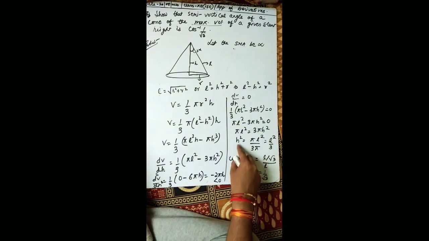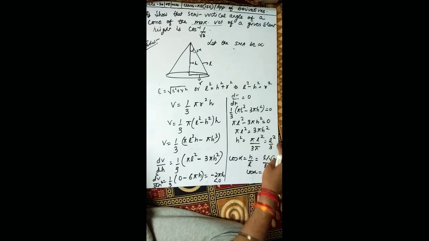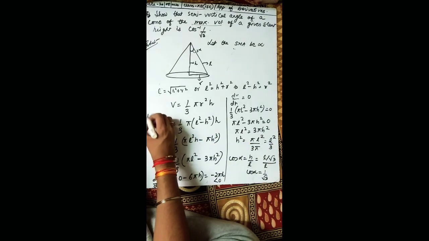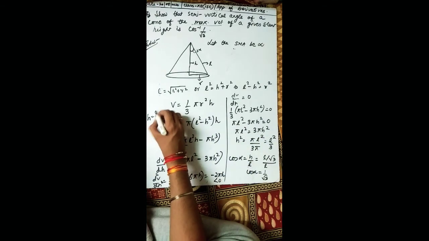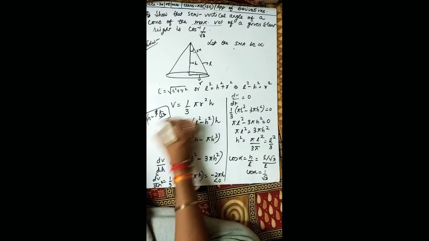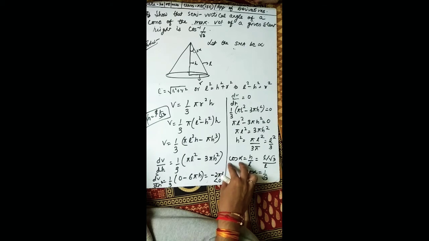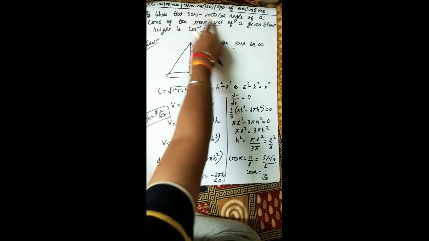Just pause the video and check or understand. So h square is equal to L square upon 3. You got h is equal to what? From here, what will be your h? This will be L upon root 3. Now you need the height is cos inverse 1 upon 3.